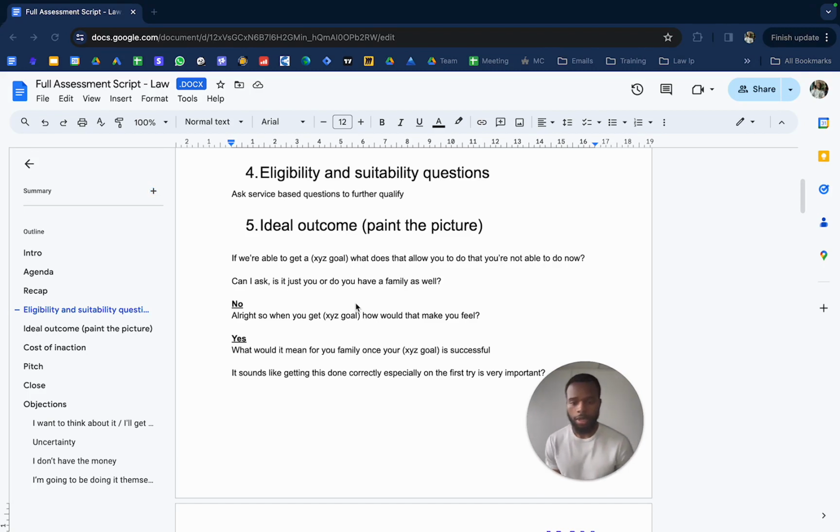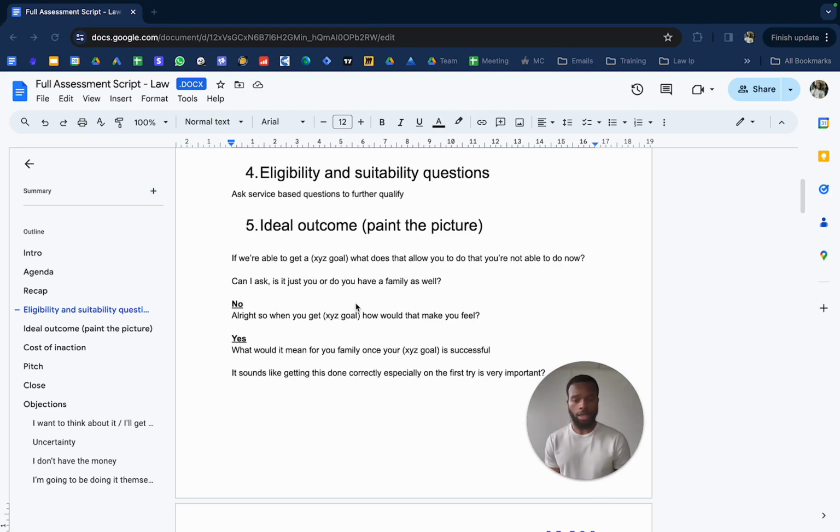Now, if they do have a family, what would it mean for you and your family once you're able to get that successful outcome, XYZ goal, right? Because they can understand what it means for them, but what it means for their family is sometimes a bigger motivator, right? And it's obviously an additional motivator as well.